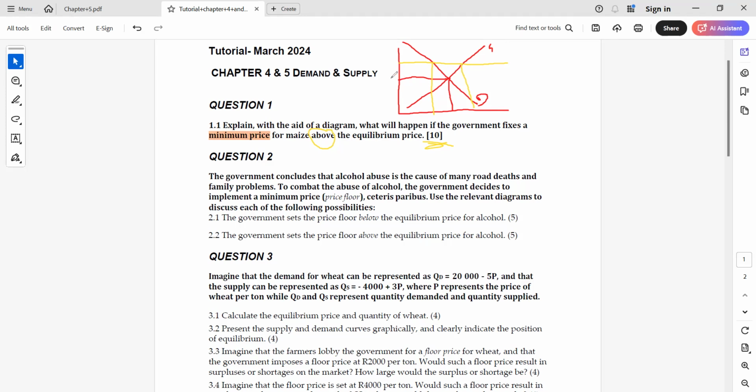Let me just say this was maybe 4 rand and the quantity was 10. I'm not going to put the quantity for the other one, I'm just going to put the price for the minimum price. Just going to say it's 10 rand.